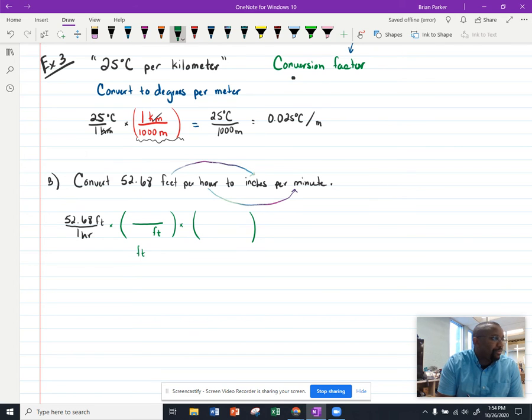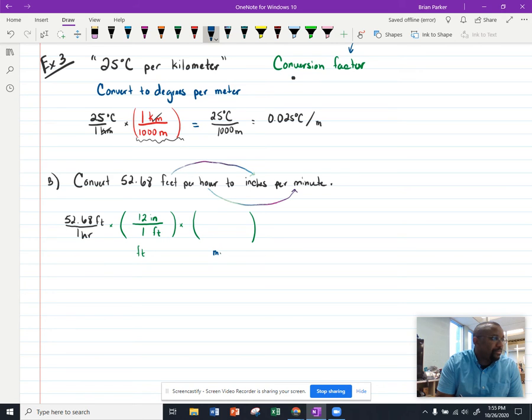And on the bottom, we want that to be the 1 foot because we're trying to change it into inches. There's 12 inches per 1 foot. So that'll be right there on the bottom, and 12 inches will be on the top like that. The other conversion we're making is into minutes.